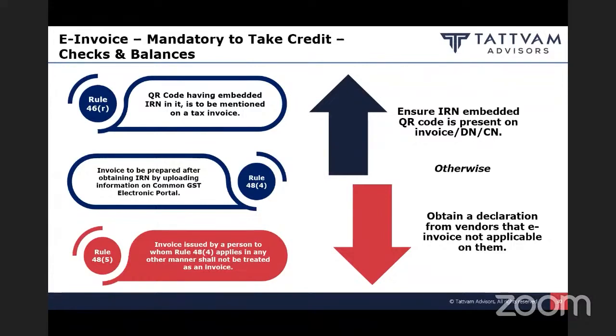Otherwise, as per the way this rule is drafted, the ineligible credit will be in the hands of the recipient. So that's a practical issue being faced by all taxpayers these days. And this 10 crore rupees turnover has to be seen PAN-India wise, not GSTIN wise.